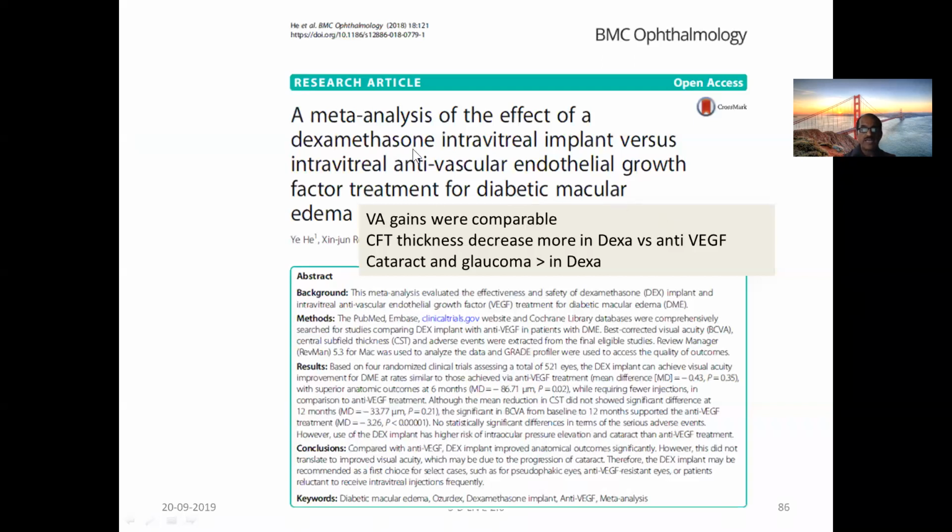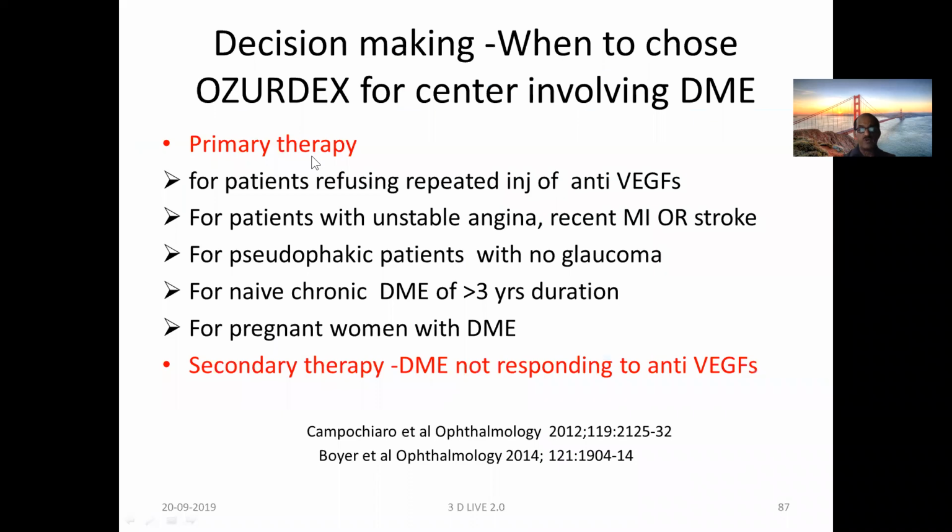Now, when to choose Ozurdex for center-involving DME? As a primary therapy, from the beginning, we want to give Ozurdex. These are patients who refuse anti-VEGFs because they cannot come every month, or patients who have some heart issues and other things, or pseudophakic patients with no glaucoma. You can choose it so that you can reduce examination frequency. Also patients who have had diabetic macular edema for more than 3 years and have not received any treatment, so it is better to give them. For pregnant women, anti-VEGFs are not advisable, so we can give them. As a secondary therapy, we can give them to patients who are not responding to anti-VEGF treatment.